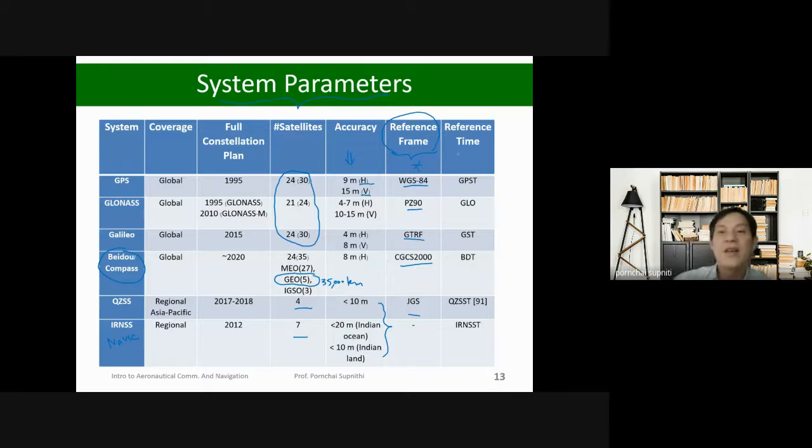And then for the timing purpose, because the GNSS system also provides the timing accuracy, the timing service, each system also comes up with their own reference timing standard as well. And a lot of them are quite related anyway. So when you read the paper that I sent earlier, they have some comparison on the timing as well.